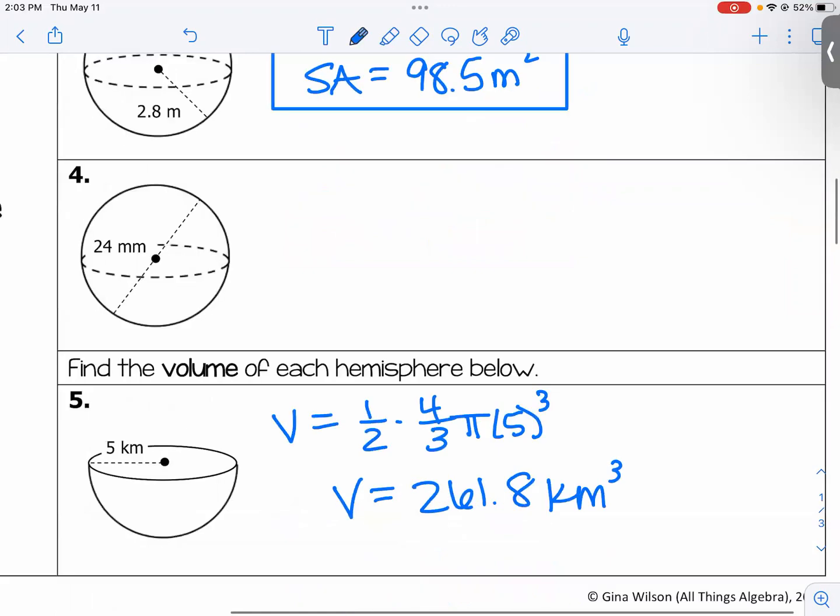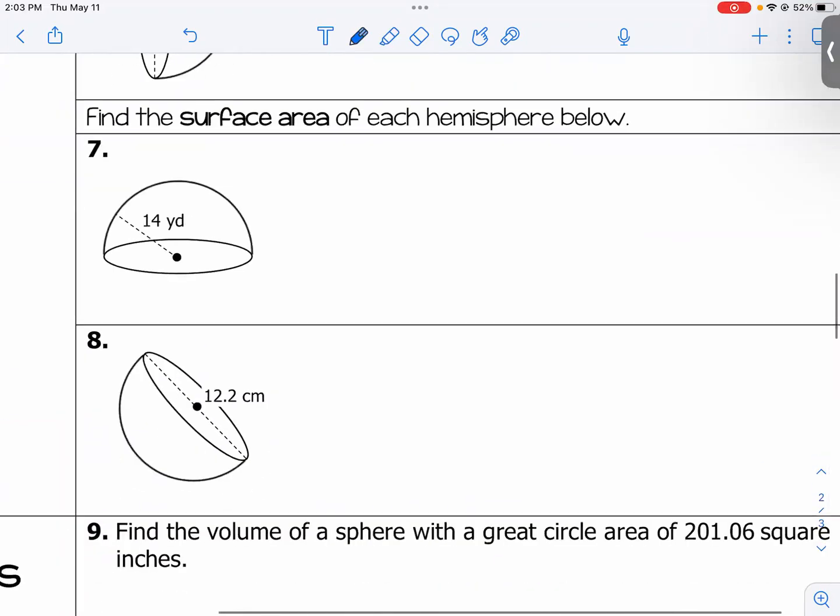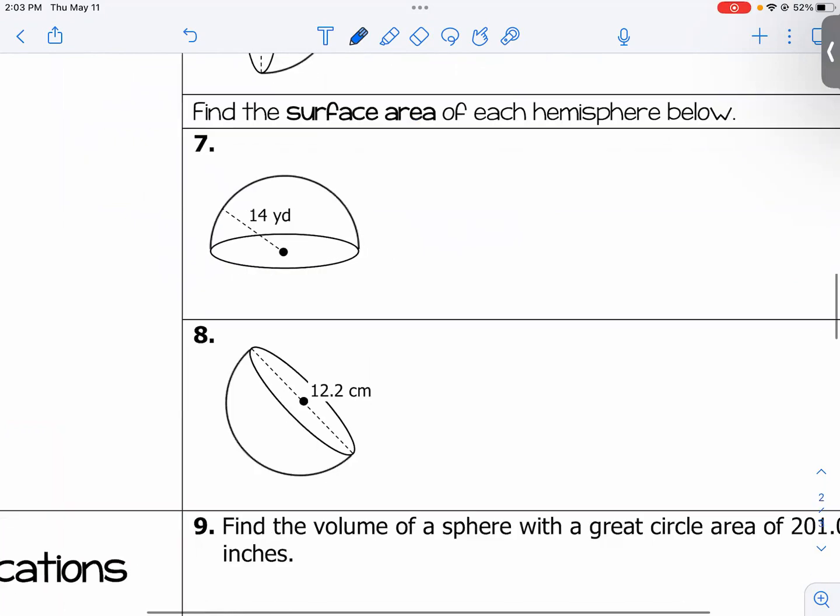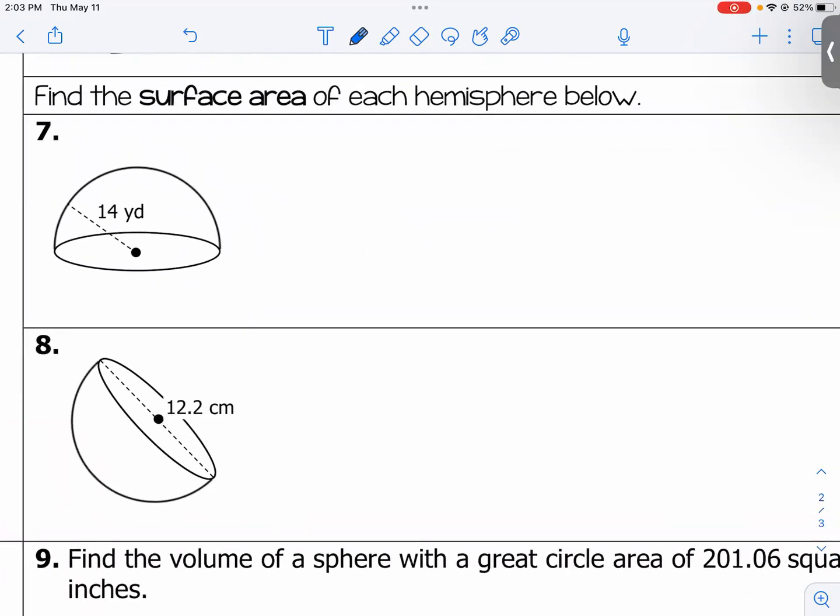Okay, now let's talk about the surface area of a hemisphere. So can you please go to the next page, number 7? Page 41, number 7. Now, we have a hemisphere, right? So for our surface area of a sphere, we have 4 pi r squared. So that's a whole sphere, which means we're going to have to cut it in half.